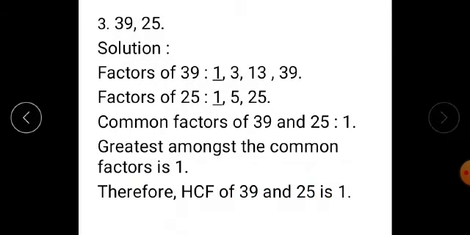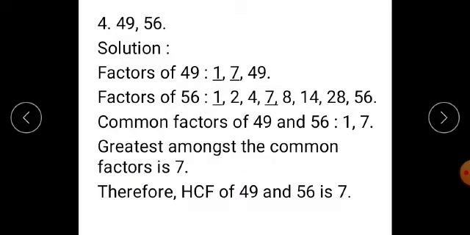Fourth sum, today's last sum of the period, 49 and 56. Solution. Factors of 49 are 1, 7 and 49. Factors of 56 are 1, 2, 4, 7, 8, 14, 28 and 56. Therefore, common factors of 49 and 56 are 1 and 7. Greatest amongst the common factors is 7, and therefore we can say that HCF of 49 and 56 is 7.